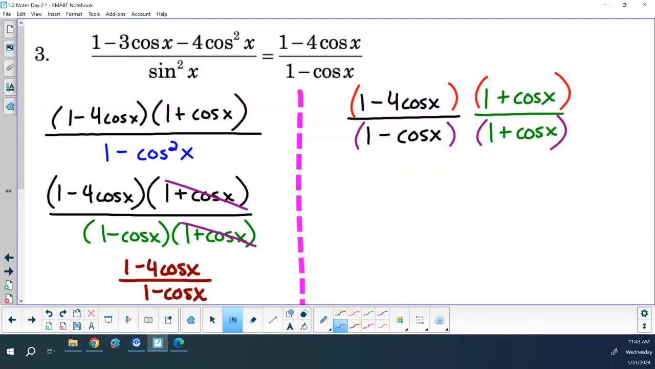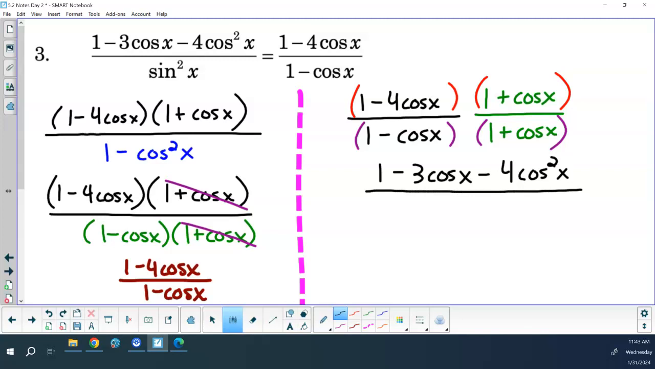On top, what do we get when we multiply? 1 minus cosine squared of x, you mean? Yeah, because you said cosine of x squared. Yep. Okay. What do we get on the bottom? 1 minus cosine squared, which equals sine squared, so I have to put that in 2 separate steps.